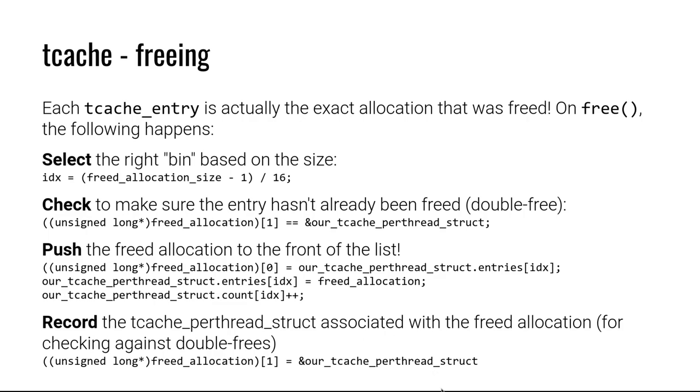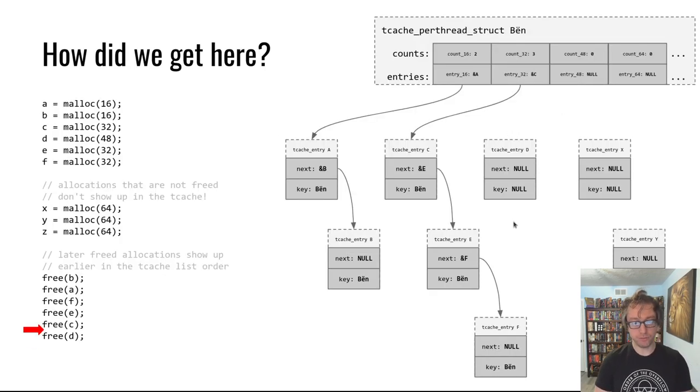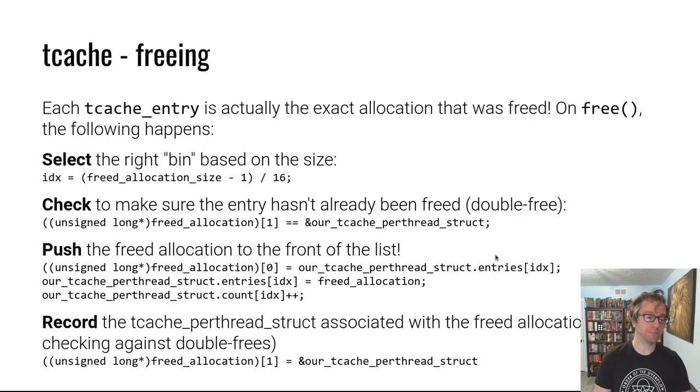And then we record the address of the struct associated with the freed allocation. This is our pwn. This is what's later checked to make sure we haven't double freed, right? And as you see, again, before we free D, this key was null. After we free D, the value became pwn, or the address of our tcache per thread struct. So that's how you free.